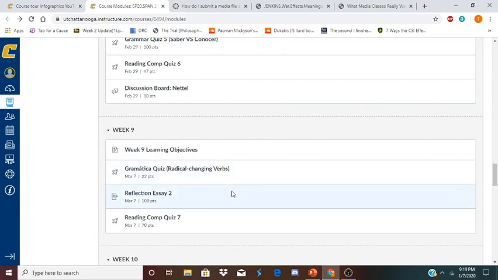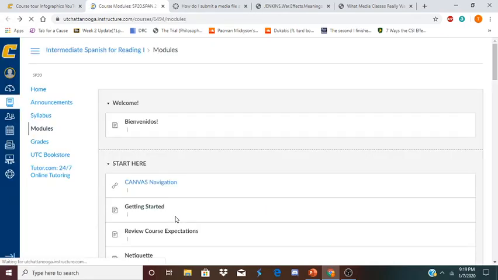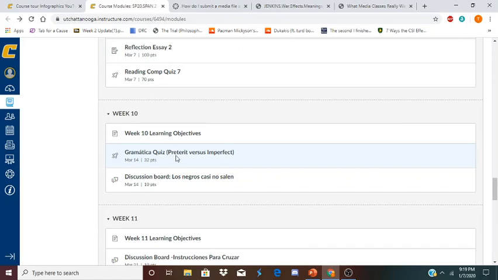Week 9, we have another grammar quiz, radically changing verbs. We have a reflection essay, which will probably follow the format of the first essay, and another reading comprehension quiz, this time over, I guess, another book. Week 10, we have another grammar quiz, preterite versus imperfect, and a discussion board, Los Negros Casa no Salen.